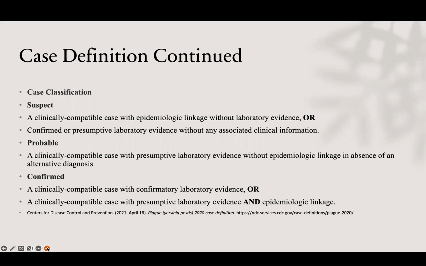The final section of the case definition is the case classification, which is broken down into suspect, probable, and confirmed. Suspect cases are clinically compatible cases with the epidemiologic linkage mentioned previously. However, there is no confirmed lab test. Or this can be confirmed or presumptive lab evidence without any other clinical information. A probable case is considered a clinically compatible case with presumptive lab evidence. However, there may be no epidemiological linkage or alternative diagnosis. A confirmed case consists of a case with confirmed lab evidence or presumptive lab evidence with the epidemiological linkage.